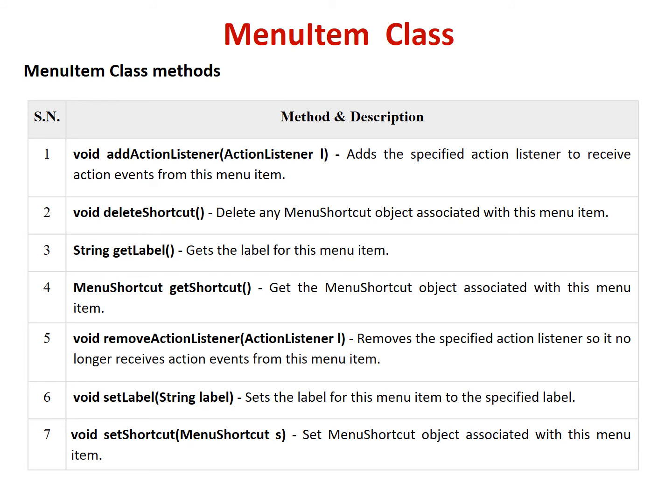After this, the getLabel method gets the label for the menu item. Then getShortcut will return the MenuShortcut object associated with the menu item. After this, the removeActionListener method removes the specified action listener so it no longer receives action events from the menu item. Then the next is setLabel, which sets the label for the menu item with a specified label. And one more is setShortcut, which sets the shortcut object associated with the menu item.